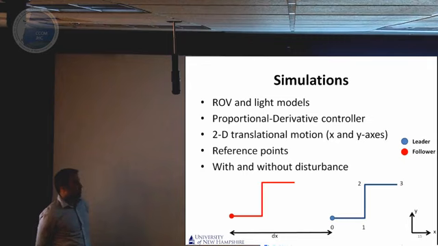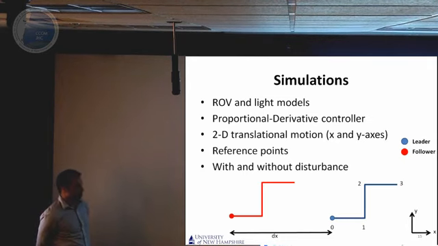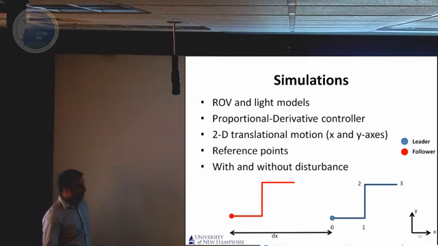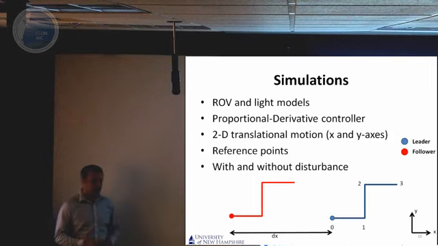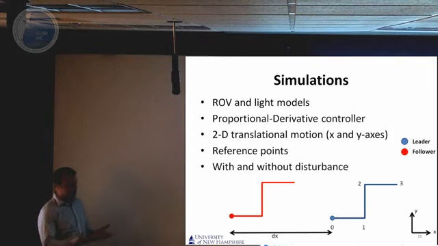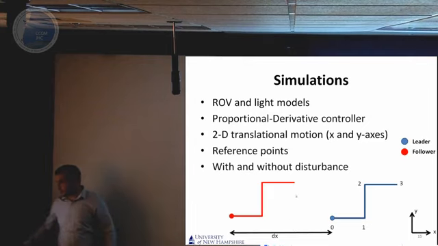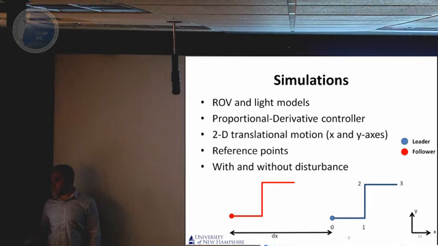What we care about is 2D translational motion. That's what we first wanted to detect between the vehicles. In the figures, blue is the leader vehicle and red is the follower. We wanted the follower to follow the leader 2 meters behind, the DX. We wanted to keep this distance. And we give the leader ROV several reference points, such as 0, 1, 2, 3.